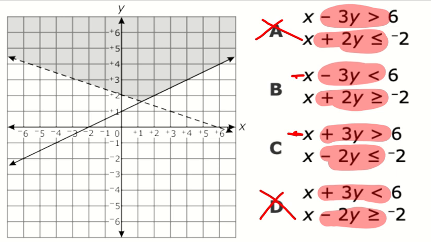Do we have a y-intercept of -2? No. So it can't be B. On C, the y-intercept would be +2, and that's for the dotted line. Hey, look, that works, right? The y-intercept would be 1 for the solid line, and again, that works. C is our correct answer.